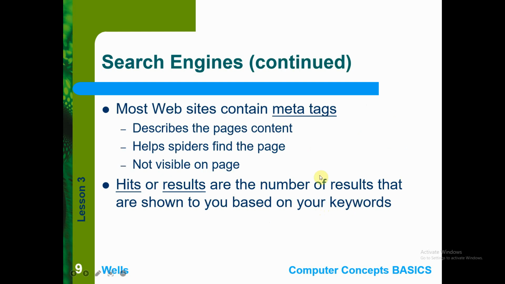So most websites contain these meta tags. It describes the page's content and helps finders find the page, but it's not visible on the front page. As mentioned in the previous lecture, you remember the HTML, no? So inside that HTML document, it contains your meta tags, which define the keywords of the document. So those keywords will help the spider find the page once you run a search engine, and you cannot see it, but you can also see it by checking the source code.